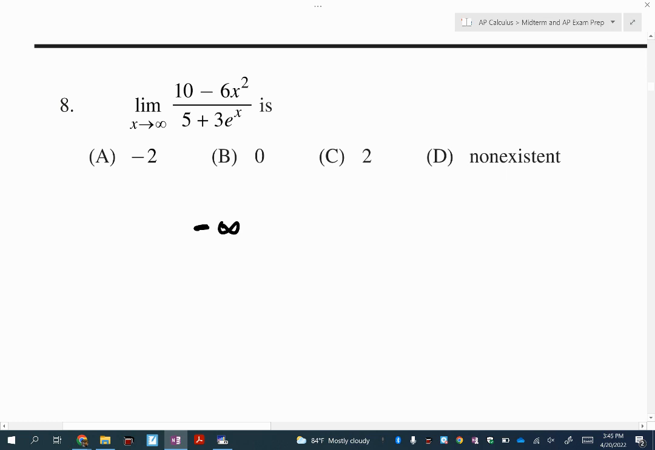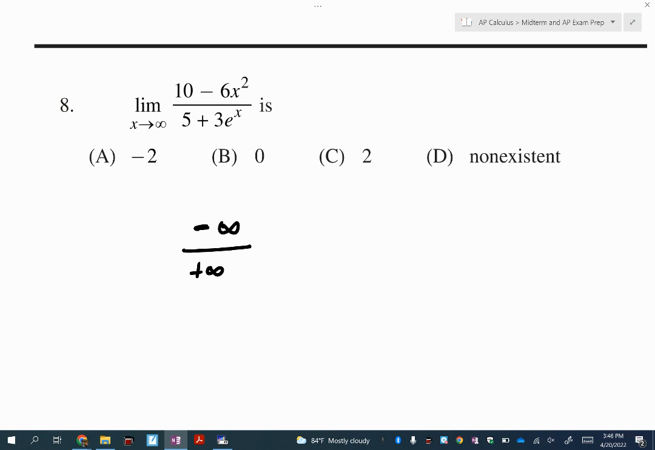Okay. Well, let's wait for it. The denominator. What about the denominator? When I saw e, I thought e to a really large number. Really big number. Times 3, big number. Plus 5. Bigger number. You know the answer yet? It's going to be -2.